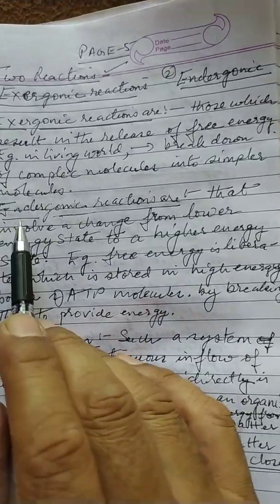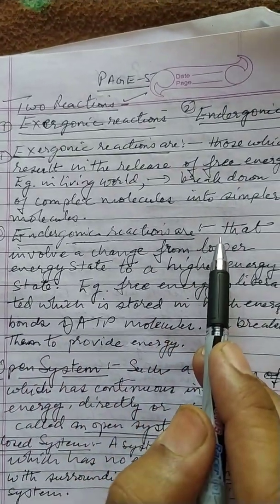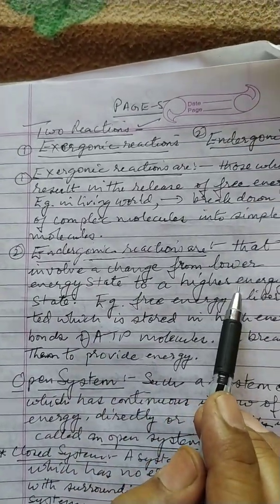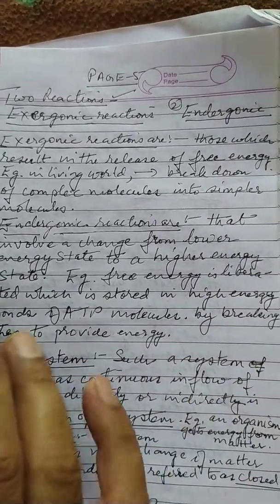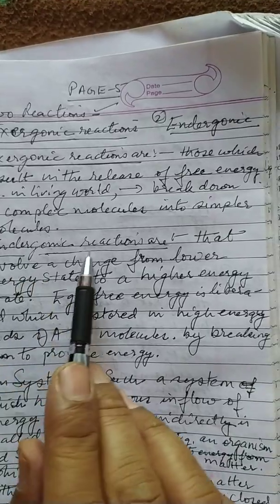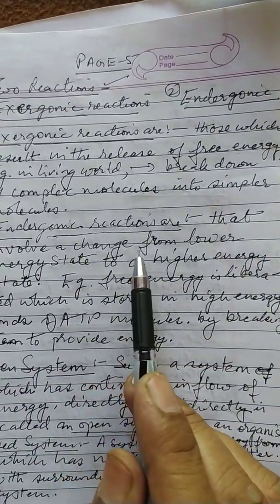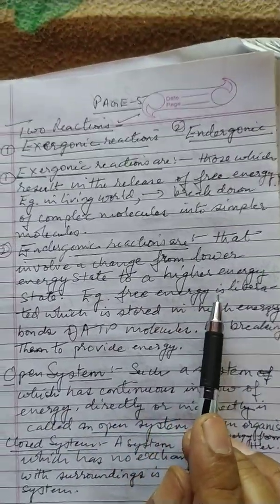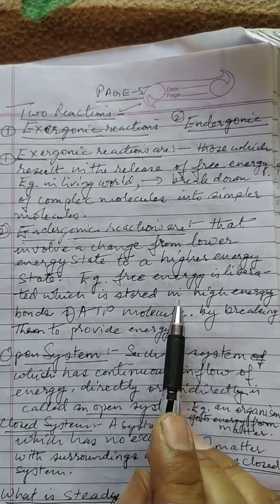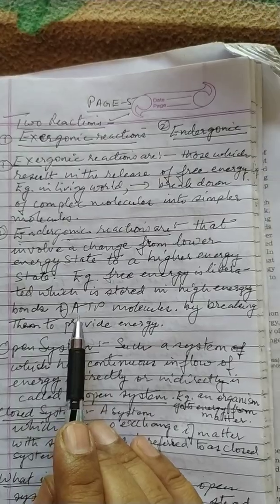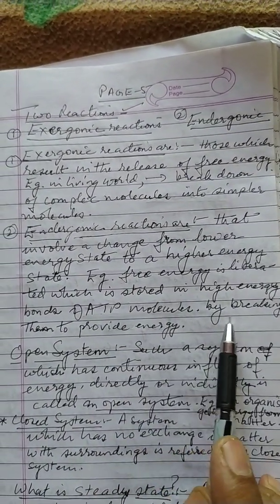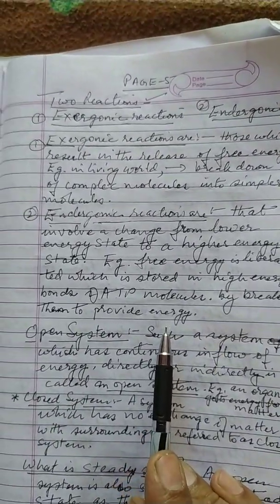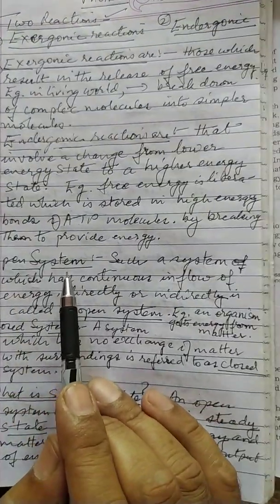Then we come to endergonic reactions. These are those reactions that involve a change from a lower energy state to a higher energy state. This is the opposite of exergonic reactions. For example, free energy is liberated, which is stored in high energy bonds of adenosine triphosphate molecules, and by breaking them we can provide energy.